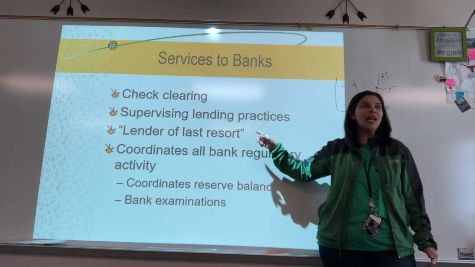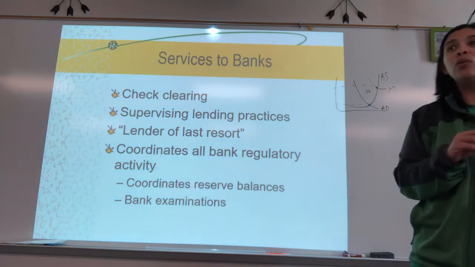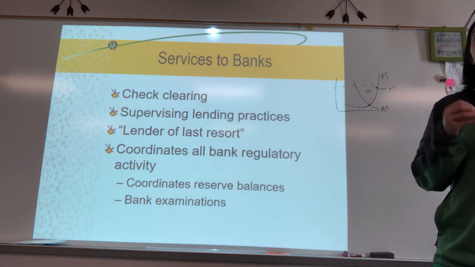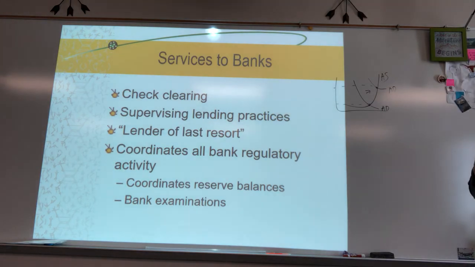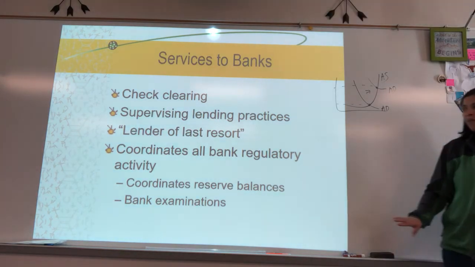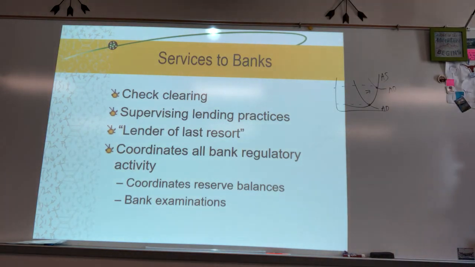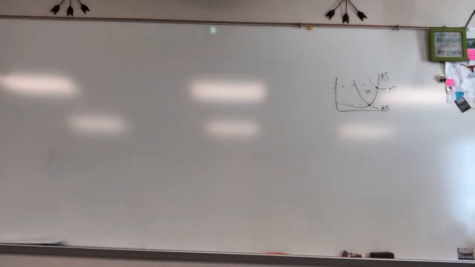They're the lender of last resort. Let's just say a bank gets in trouble. Usually they encourage them to go to another bank. But if they need to, the Fed will come in, just like in Harvey. They were the lender of last resort and they helped out people in Houston. They coordinate all regulatory activity. They coordinate the reserve balances. They send in the examiners to the banks to make sure that the banks are holding what they need to hold on hand. So again, the Fed's whole thing is to have full employment, economic growth, and price stability.